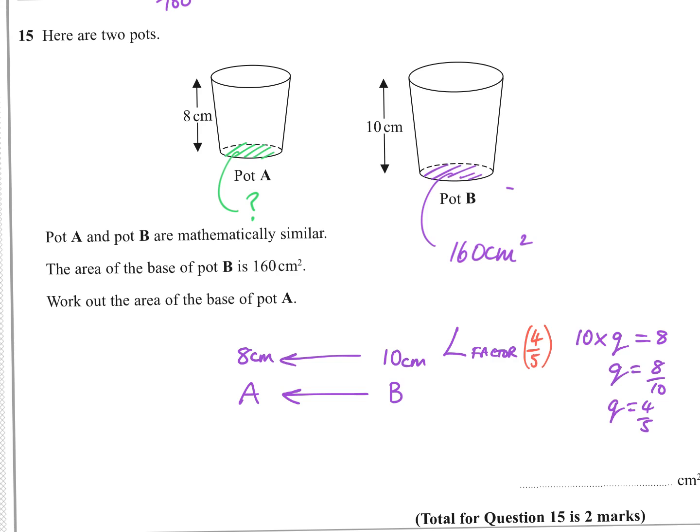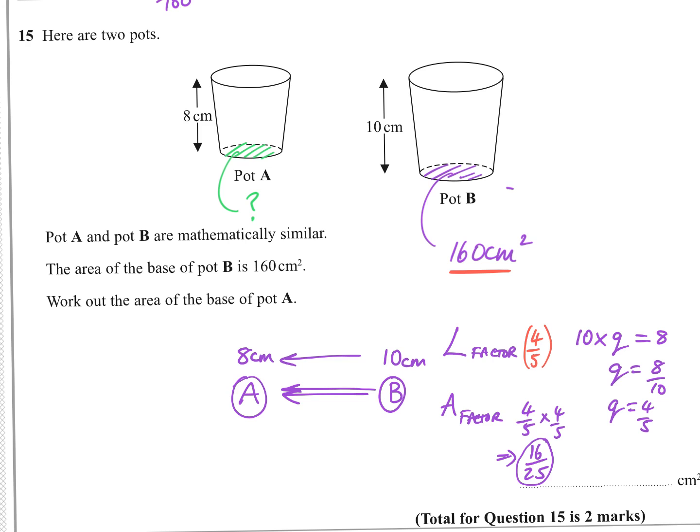So we want to find the area of the base of pot A, and we're given the area of the base of pot B, and that's an area, and an area is a length by a length squared. So you probably worked it out that the area scale factor is a length by a length, so it's going to be 4/5 by 4/5, which is going to be 16/25, and that's to get from B, don't forget, to A. If you wanted to go from A to B, it would just be the reciprocal, it would just be 25/16, but we want to go from B to A.